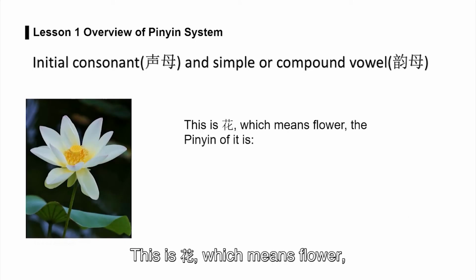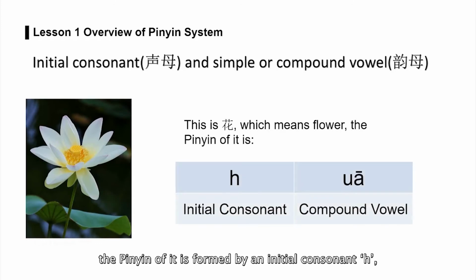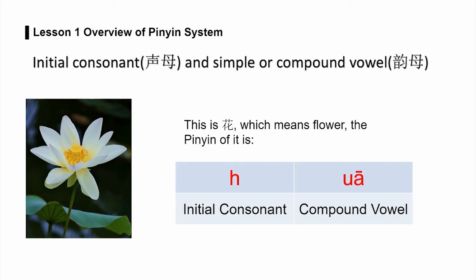This is hua, which means flower, and the Pinyin of it is formed by an initial consonant, h, a compound vowel, ua, and a tone mark, that bar symbol above the letter A.